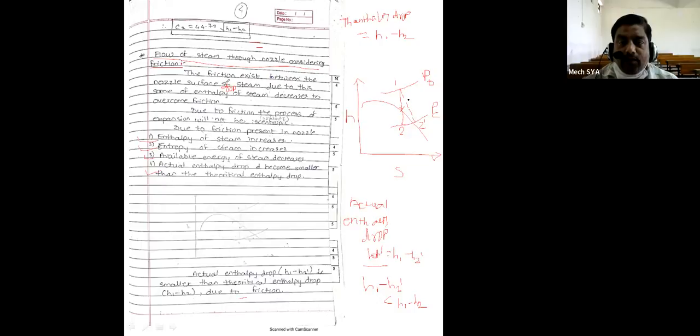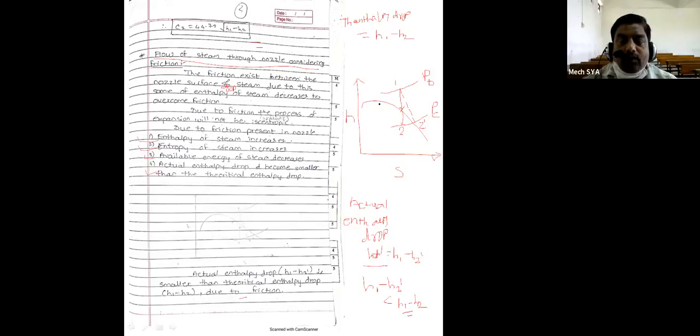This is H1 minus H2 dash, the enthalpy drop. The actual enthalpy drop H1 minus H2 dash is smaller than the theoretical enthalpy drop H1 minus H2. This means the actual exit velocity will also be lesser, because the exit velocity depends on the enthalpy drop H1 minus H2. Friction exists between the nozzle surface and the steam, and due to this, the enthalpy drop of the steam decreases.